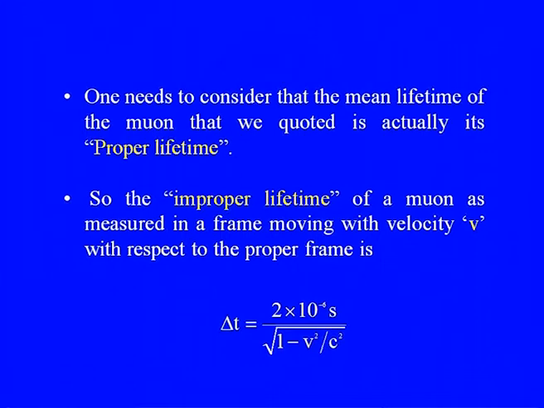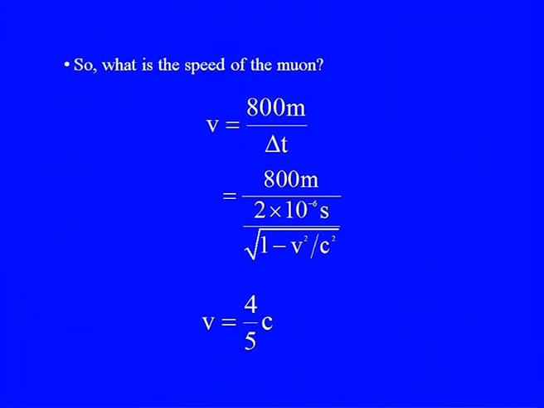So if you remember just a few slides back, we talked of the proper time interval that is divided by root over 1 minus v square by c square. The proper time here is 2 × 10⁻⁶ seconds, so we divide that by root over 1 minus v square by c square. The speed of the muon is now 800 meters divided by delta t, that's this improper lifetime. If you put in this expression which we obtained earlier, you will land up with the speed of this muon to be 4/5 of the speed of light. So this is still less than the speed of light, and it's not more than the speed of light as we had seen, which would happen if you do it in a wrong sense, of course.